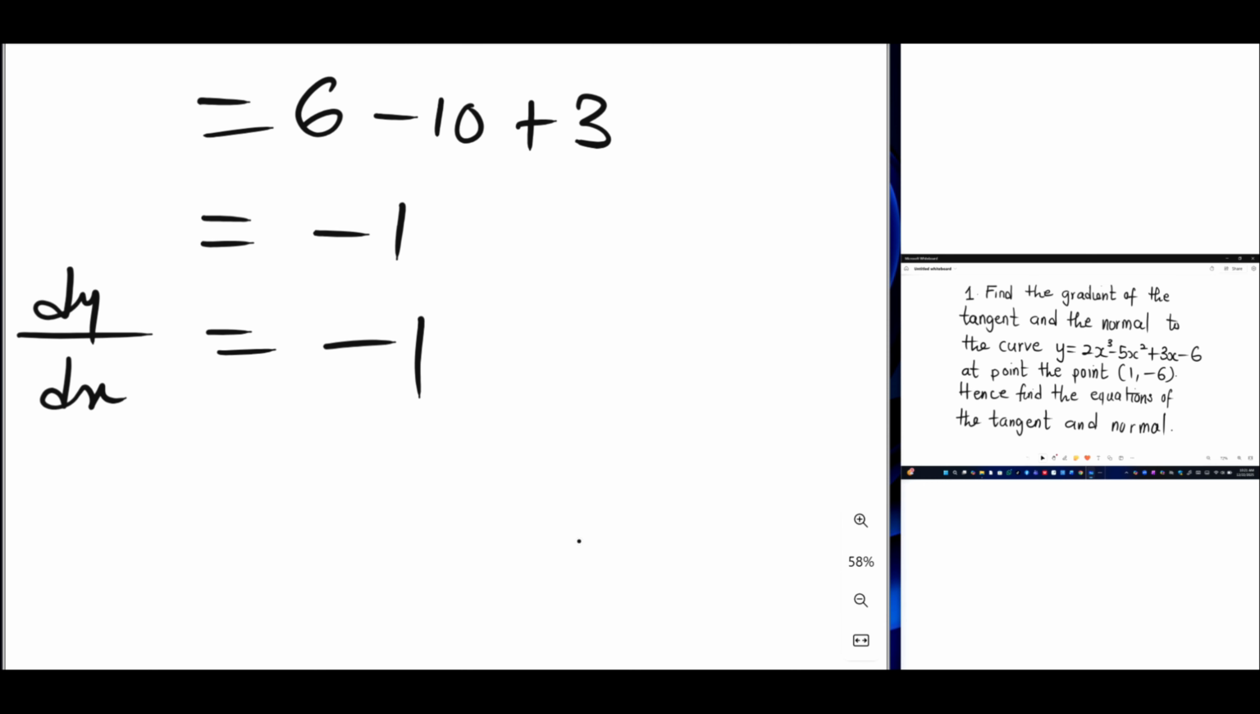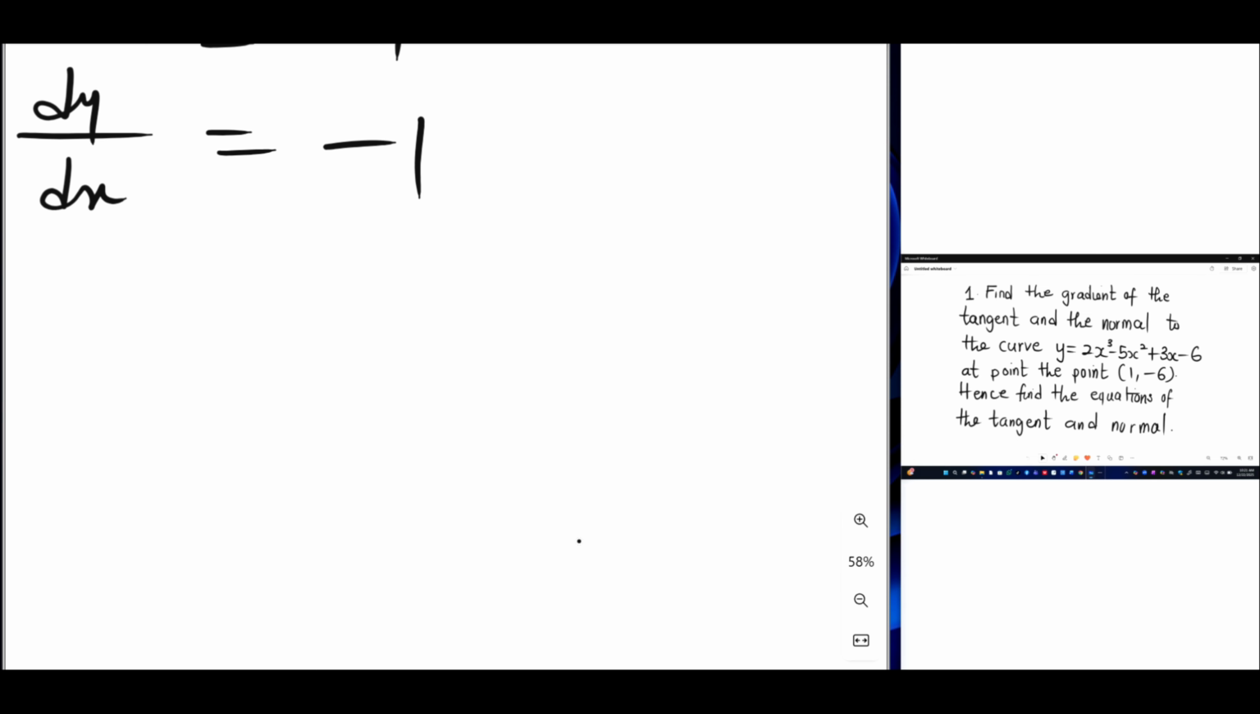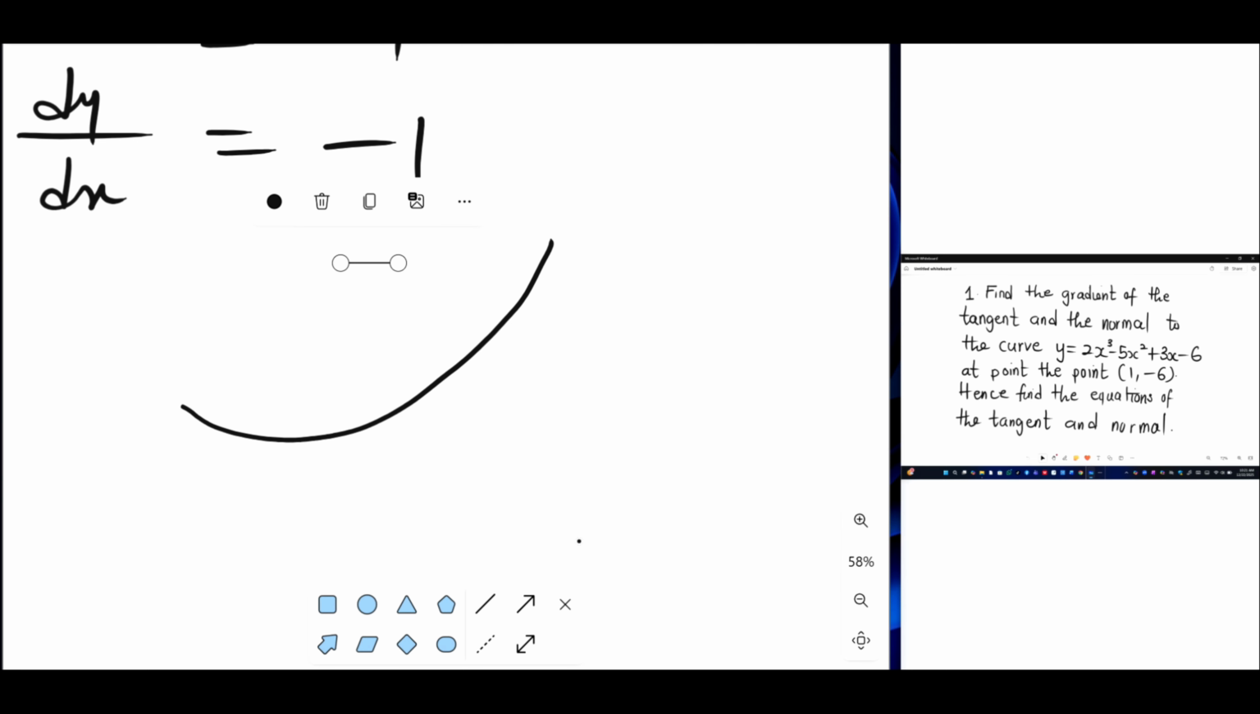But we learned that when you have a curve, suppose you have a curve in this form, and you have a tangent to the curve.